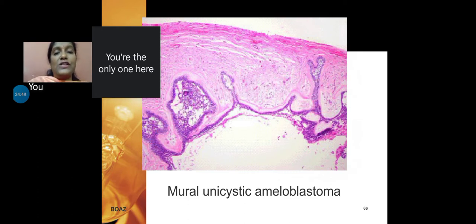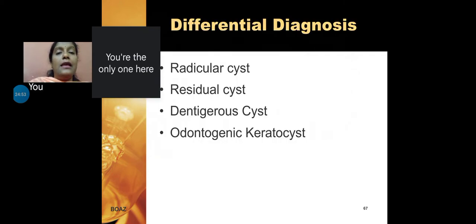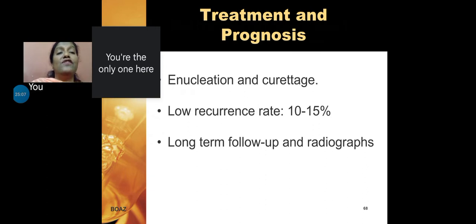Extensions of ameloblastoma islands apart from the lining epithelium into the underlying connective tissue. So the differential diagnosis happened to be radicular cyst, residual cyst, dentigerous cyst, and odontogenic keratocyst, purely because of the site in which they occur.